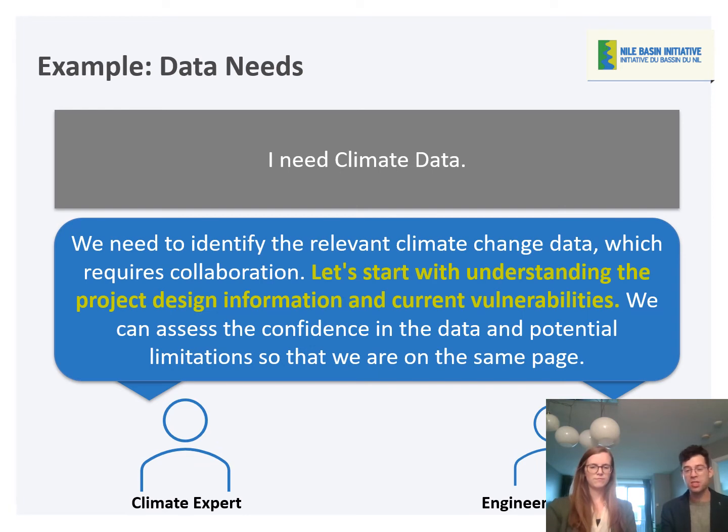And so in this case, we ideally need to identify the relevant climate change data to a particular project, which requires, of course, collaboration. So let's start with an understanding of what project design information is needed and how we can base that upon our understanding of current vulnerabilities. So we can assess, for example, the confidence in data, its potential limitations, and that way we can find ourselves on the same page. So as the engineering expert, it's important that I don't say we need all of the climate data tomorrow. We obviously need to have a discussion and come at it together.